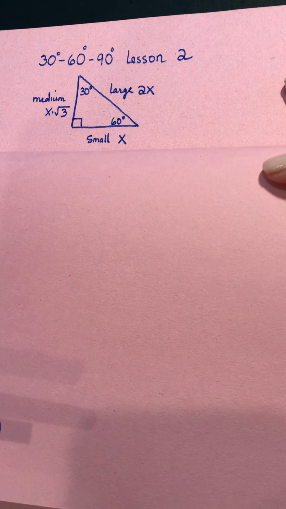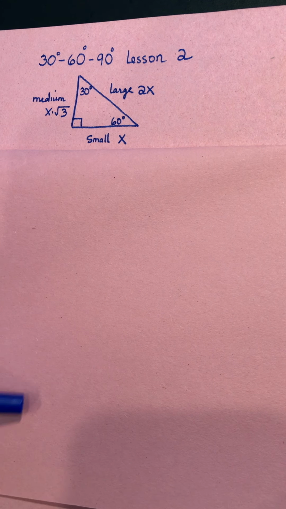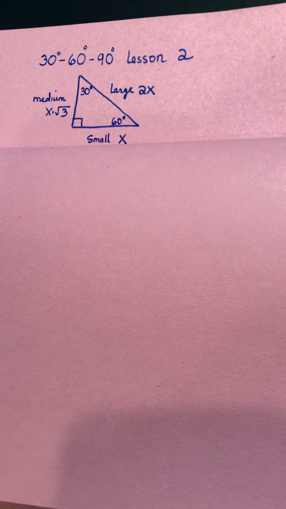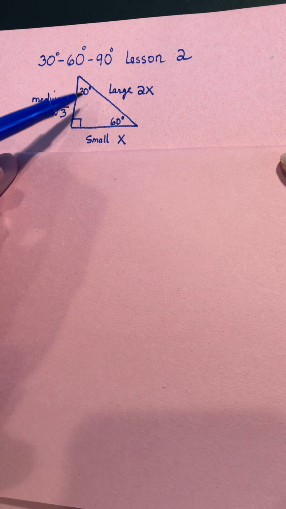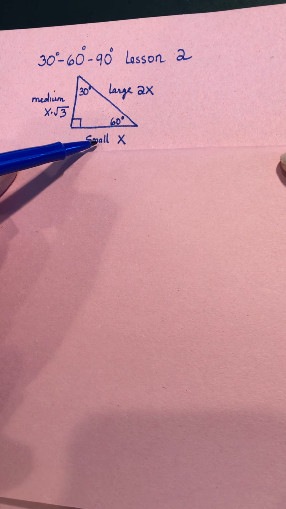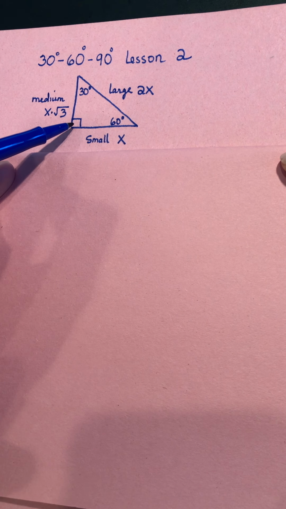So in the last video, we learned there was a special relationship between the small, medium, and large side of a 30, 60, 90. And just to review, we said that the side across from the smallest angle, which is our 30-degree angle, is going to be labeled small. And the side across from the 60-degree angle, because that's the medium angle, will be labeled medium. And the side across from the 90-degree angle, which is our largest angle, will be labeled large.